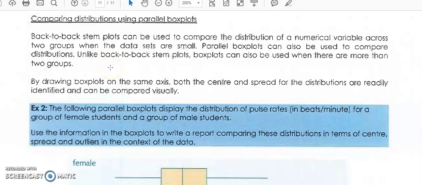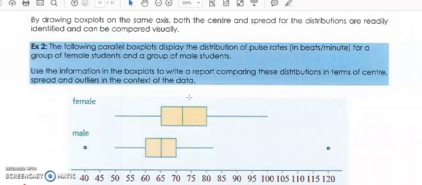In the next example, in 2J, you will definitely be using an example where you can see more than two groups. In fact, there are 1, 2, 3, 4, 5, 6 groups. By drawing box plots on the same axis, both the center and spread for the distributions are readily identified and can be compared visually. And they're really easy with this exhibit right here.